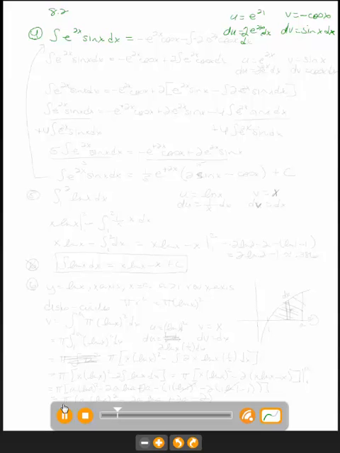My rule says uv, so negative e to the 2x cosine of x minus the integral of v du. That's going to be negative 2 e to the 2x cosine of x dx. I got a little close there. Okay, so now rewrite the first piece. Don't lose it. I'm going to clean this up a little bit. Make that a plus, pull the 2 on the outside.